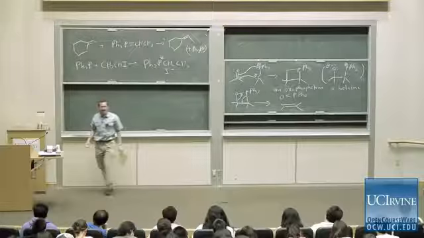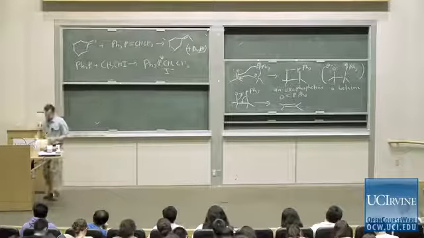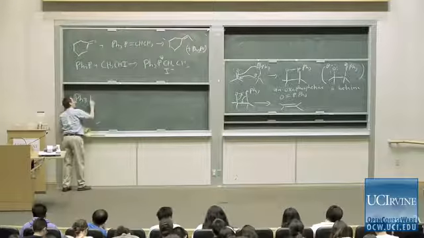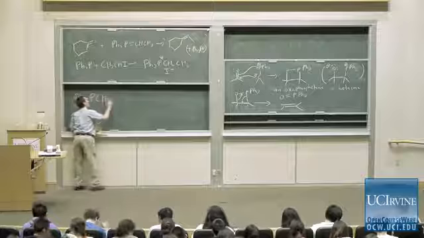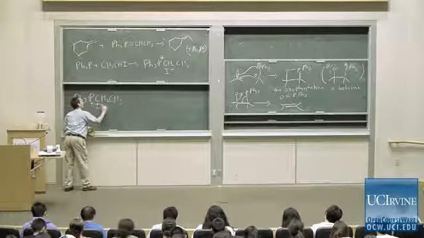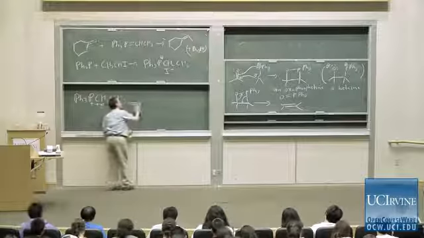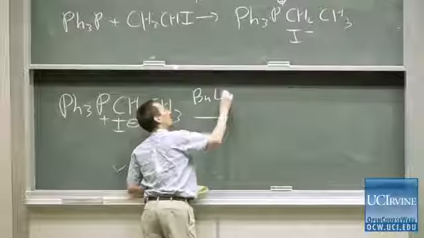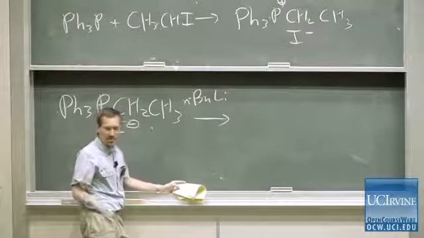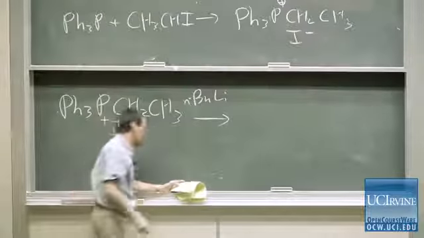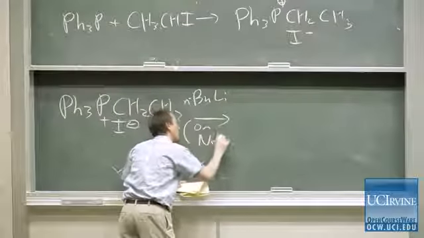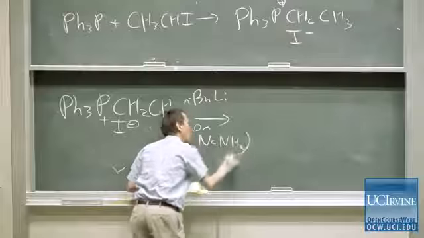And now, again, in the laboratory, you would then make your own ylide. You would treat your ethyl triphenylphosphonium iodide with a strong base, like butyl lithium. I'll write in n-butyl lithium to indicate it's the normal isomer. Sometimes you just write butyl lithium. Or you could use sodium amide. Both of them are strong enough bases.